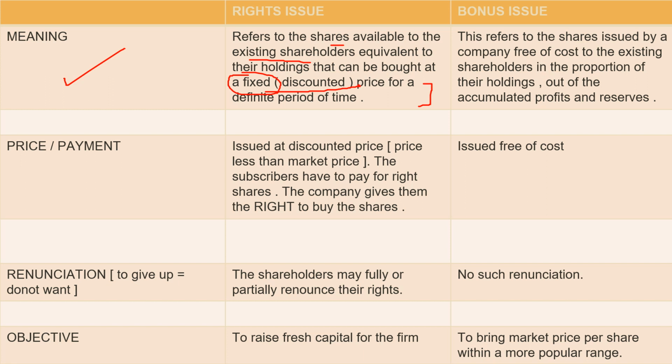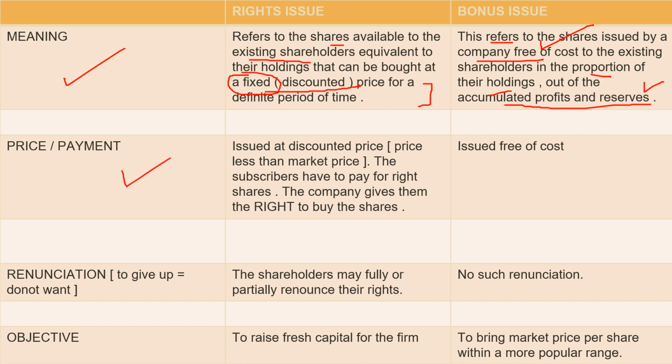When I talk of the bonus issue, these are shares issued by the company to the existing shareholders free of cost. They do not charge anything to issue bonus shares. But the bonus shares are also issued in proportion to their shareholdings. And where does this come from? They come from the accumulated profits and reserves of the company.